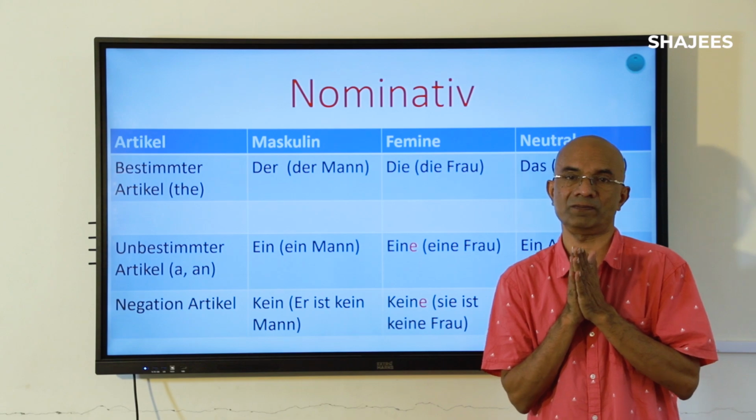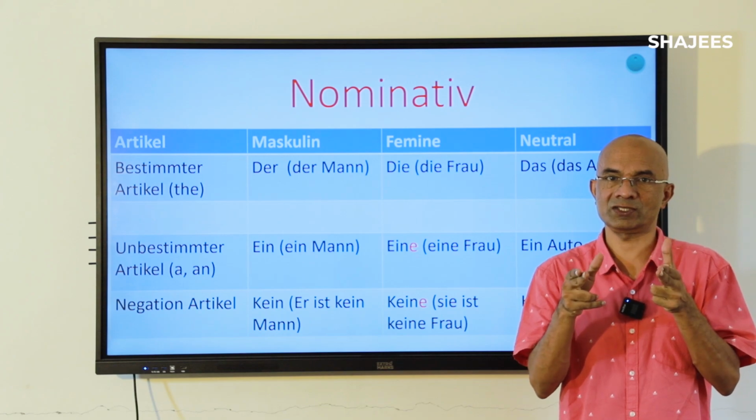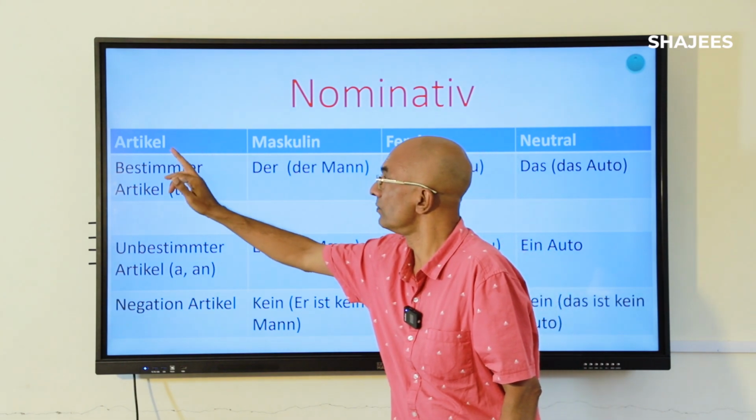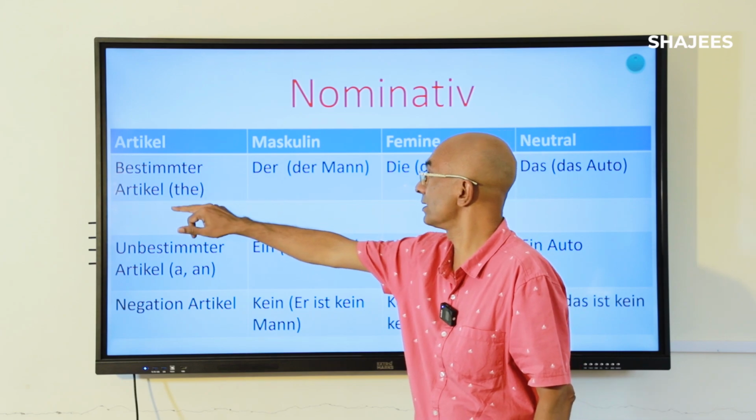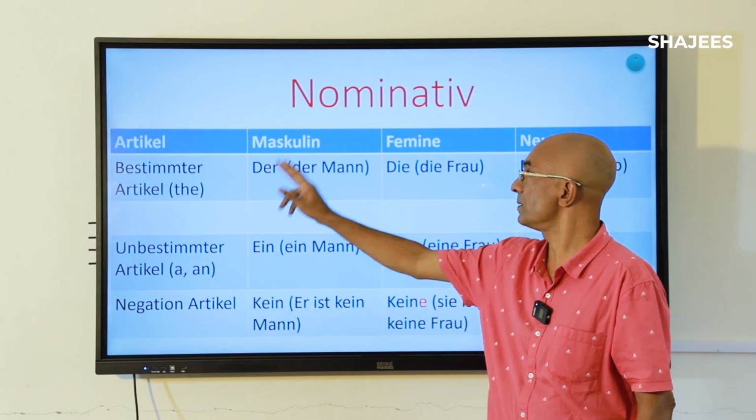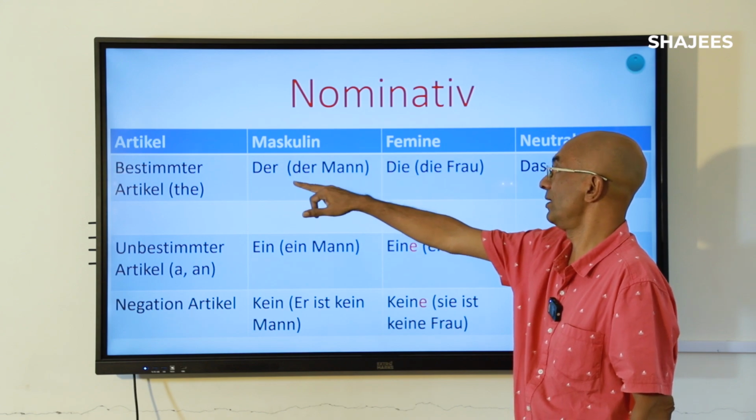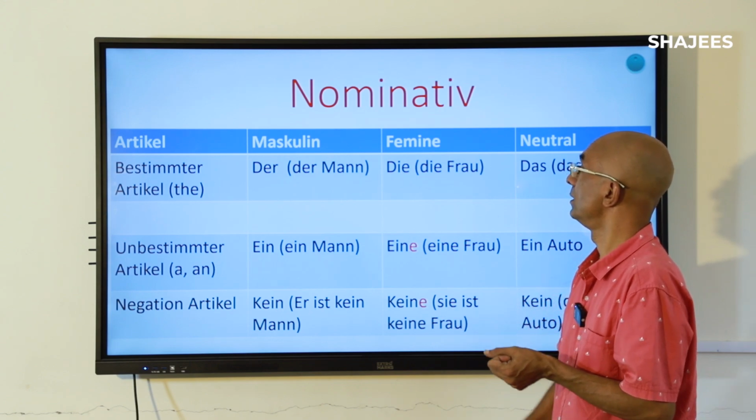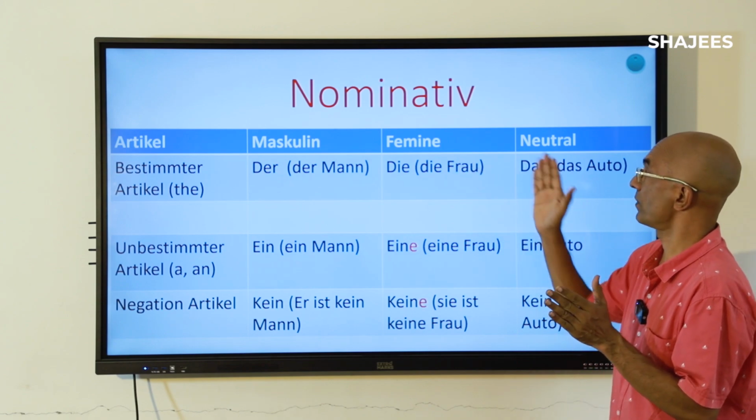What is the nominative? Now you have to pay attention to it. 100% attention I need, because this is very, very important. Nominative. So as I said, the articles are there. We have bestimmte article, unbestimmte article, negation article. Bestimmte article: for masculine we call it der, that's der Mann, the man. Then we have feminine, die Frau, the lady.